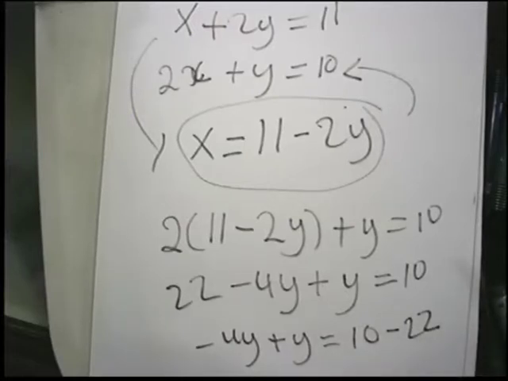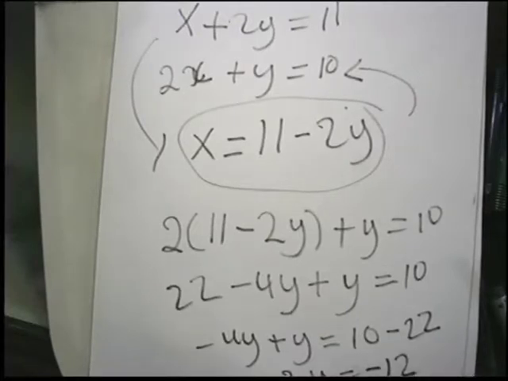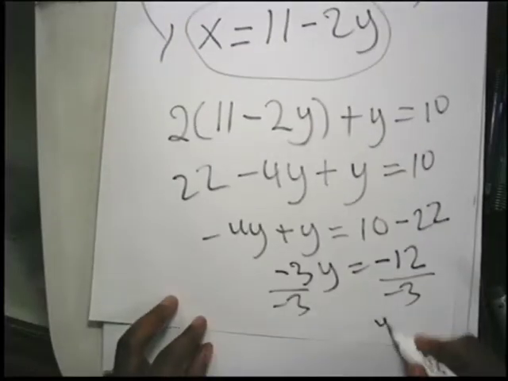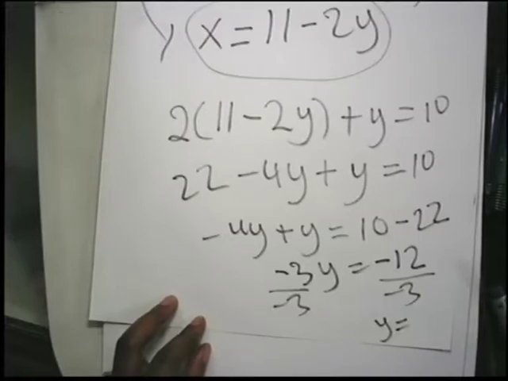Minus 4 plus 1 will give us minus 3y. And this 10 minus 22 will give us minus 12. If we divide by negative 3 on both sides so that y stands on its own, then we get that y is equal to what? y is equal to 4.